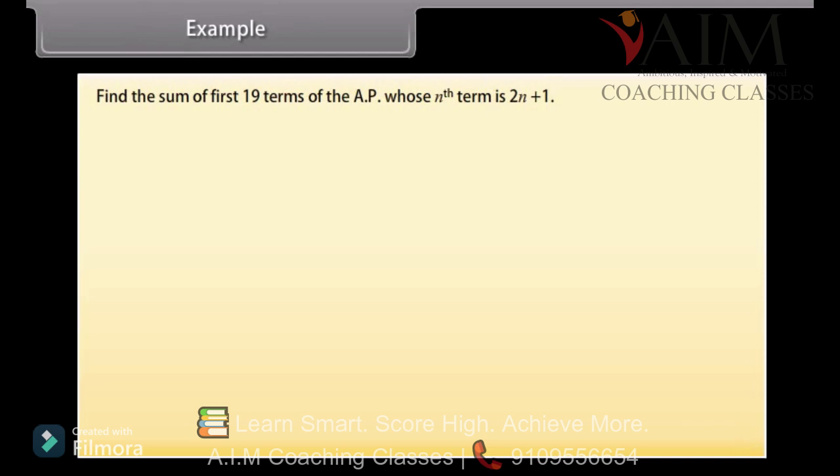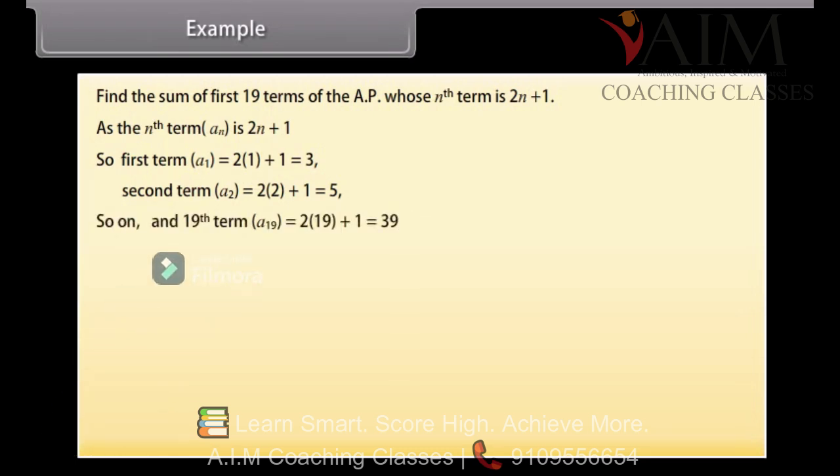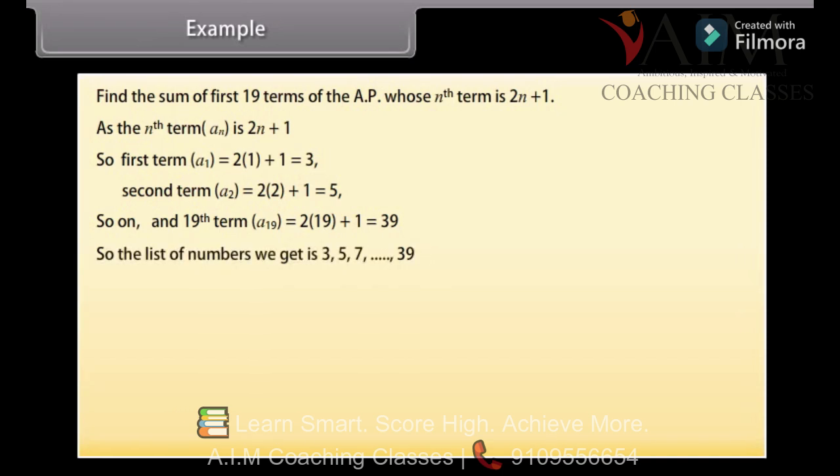Find the sum of the first 19 terms of the AP whose nth term is 2n plus 1. As the nth term an is 2n plus 1, the first term a1 is equal to 2 into 1 plus 1 is equal to 3. Second term a2 is equal to 2 into 2 plus 1 is 5, and so on, and the 19th term is equal to 2 into 19 plus 1 is equal to 39. So the list of numbers we get is 3, 5, 7, and so on, up to 39.